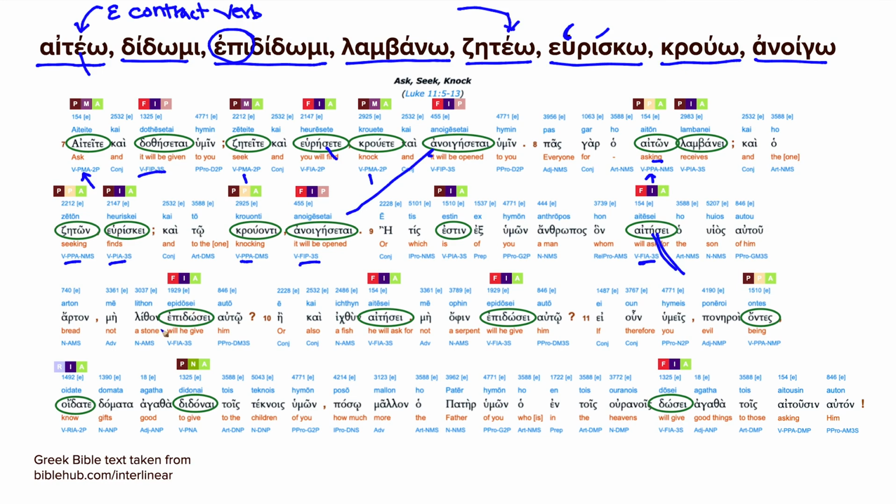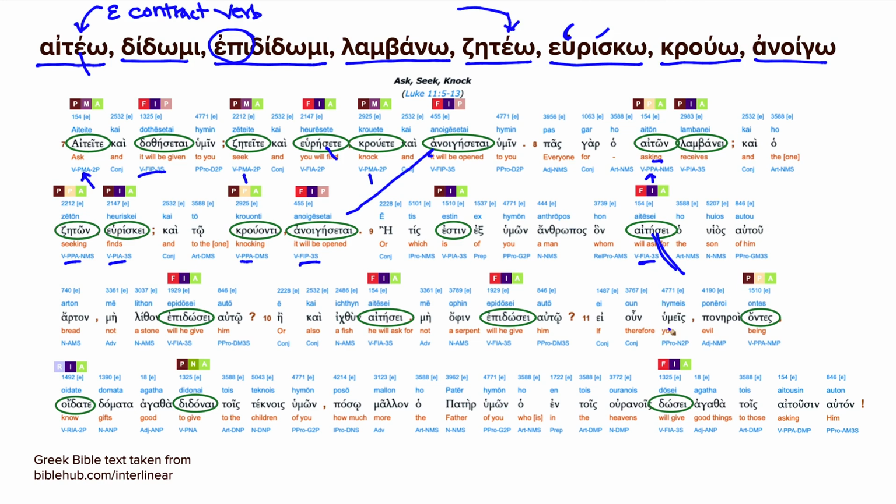We'll give him a stone. So why would you give your son who's asking for bread a stone? Or if he asks for a fish, you will give him a serpent. So will ask for, aitēsei again, and then will give, epidōsei. Will give him a serpent. So basically, why would you give your son a stone if he asks for bread? Why would you give your son a serpent if he asks for a fish?